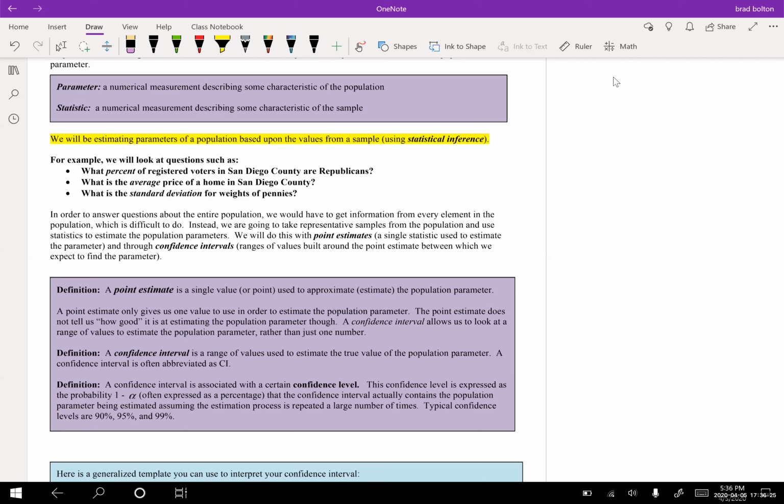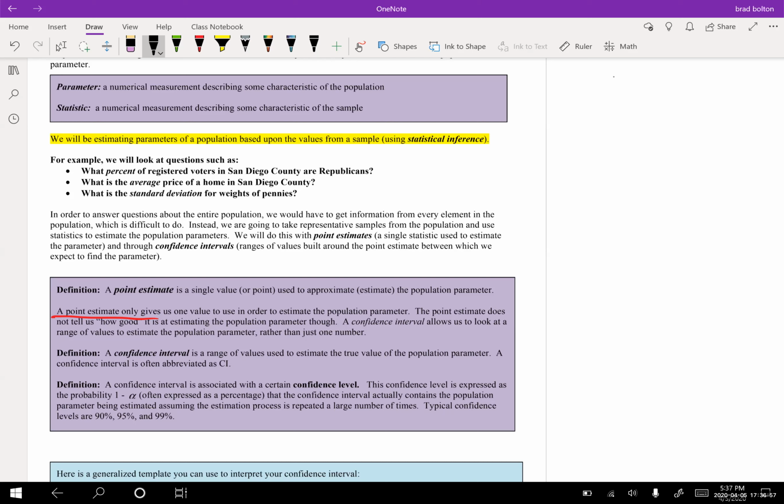The thing with the confidence interval is you need a place to start. You need a place to make an educated guess, and then based on that guess, you can dance around the number. Okay, so a point estimate, I'm reading down here: a point estimate only gives us one value to use in order to estimate the population parameter. The point estimate does not tell us how good it is at estimating the population parameter. So my point estimate may be well off, but we've got to start somewhere.